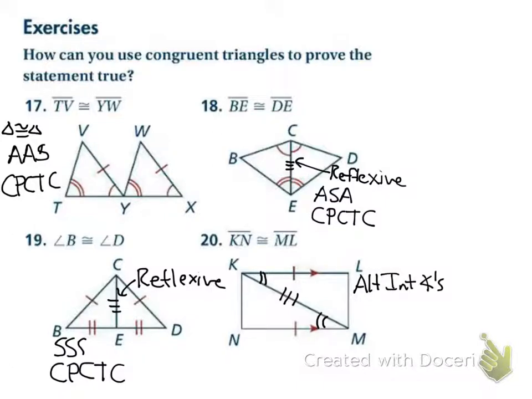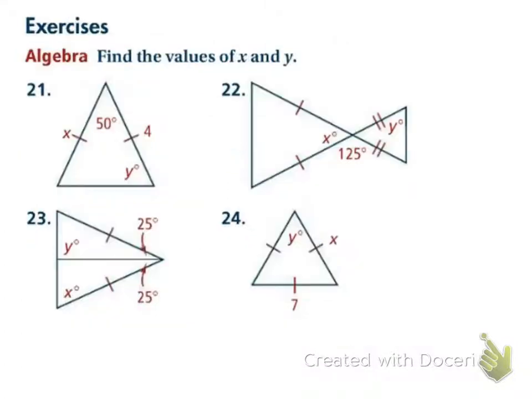I'm looking at a side angle side congruence. Two sets of sides, one set of angles, and the angle is between the sides. And then KN is congruent to ML by CPCTC, which once again means corresponding parts of congruent triangles are congruent.